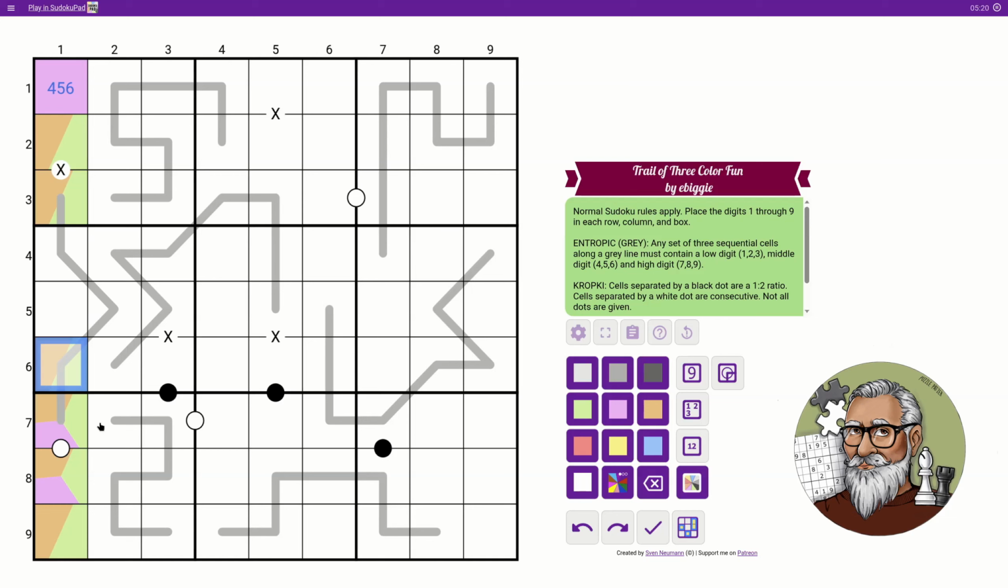Well, we can't have 5 here, right? Because 5 would require 4 and 6. Actually, I know exactly what this is. This is either 3, 4 or 6, 7, right? But that doesn't mean that this is 5, because I don't see why any of these couldn't be 5. Okay, so what is next?